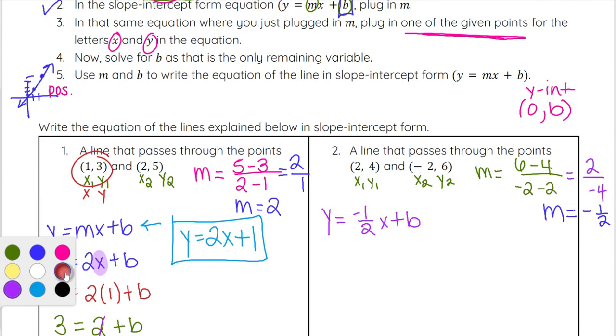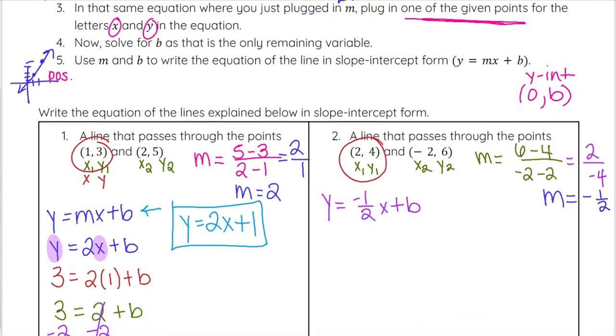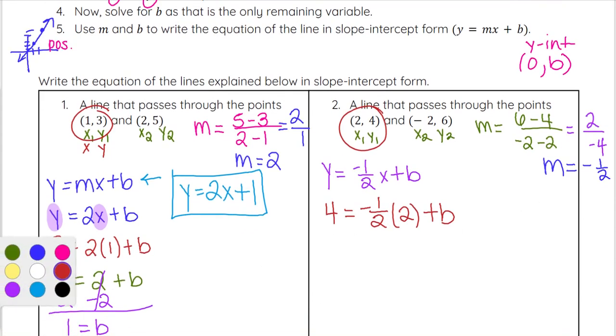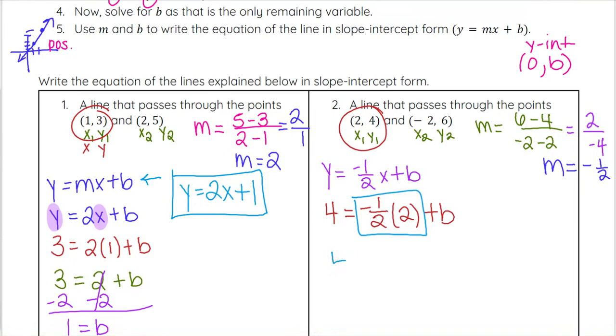Either in that same step or in the following step, we're going to use one of the given points. I'm going to use (2, 4), and we are going to plug that in for x and y. So for y, we have 4 equals negative 1/2 times 2 plus b. And at that point, we solve for b. So we start by multiplying negative 1/2 times 2. So we have 4 equals negative 1, and then we still have plus b. Now to get b by itself, we add 1 to both sides. And we have 5 equals b.